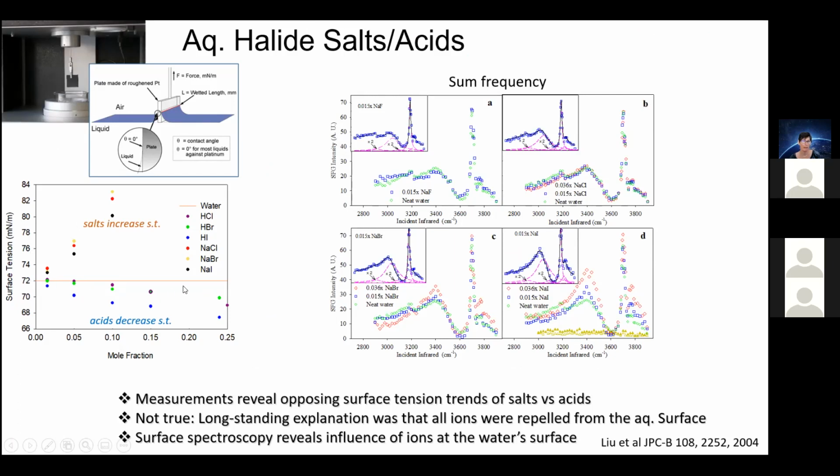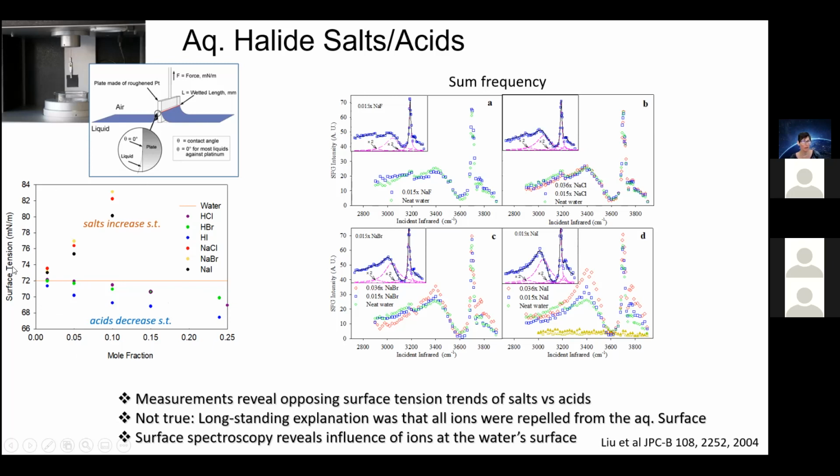That's that red line. Salts, we know, increase the surface tension of water. Acids, we know, decrease the surface tension of water. If I were to put a surfactant on this surface tension graph, it would really come down steeply, much more steeply than the acids. So surfactants, we know, really depress the surface tension of the water, and we know surfactants are surface active.